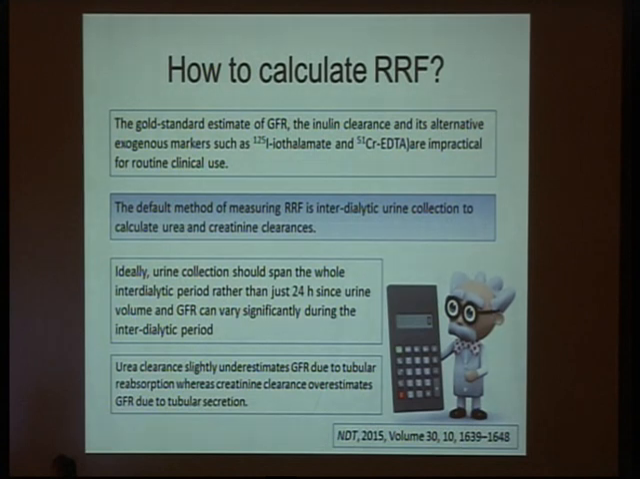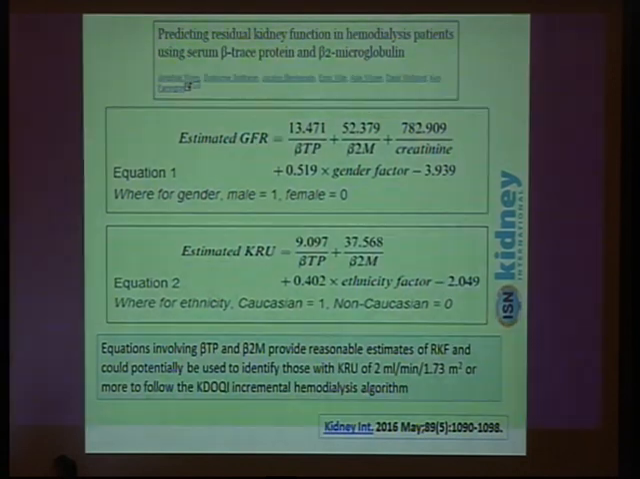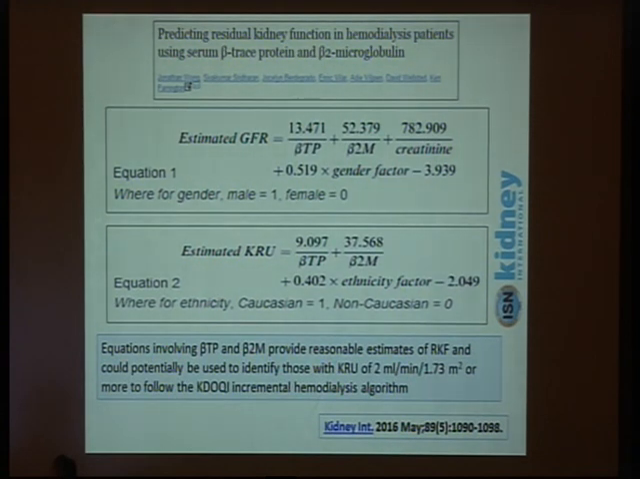Urea clearance slightly underestimates GFR due to tubular reabsorption, whereas creatinine clearance overestimates due to tubular secretion. For this, other endogenous markers are suggested to calculate the renal residual function, like beta-2 microglobulin, beta-trace protein, and serum cystatin C. All these markers are included in certain equations and provide reasonable estimates of residual kidney function.